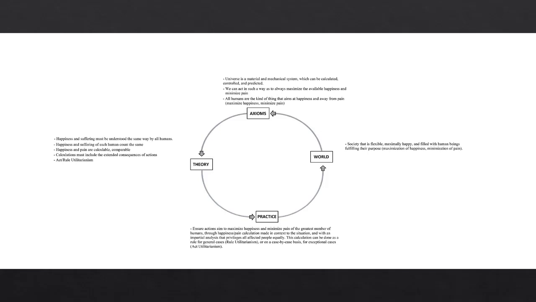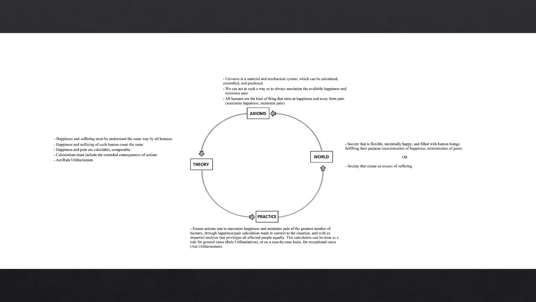Alright, so what happens if our practice does not match the utilitarian theory? In short, you will create an excess of suffering. The exact nature of that suffering is not important. What is important is that human beings, whose purpose is to maximize happiness and minimize pain, will fail at that purpose and will be producing more pain than they need to. With that, we have completed the whole structural layout for utilitarianism.